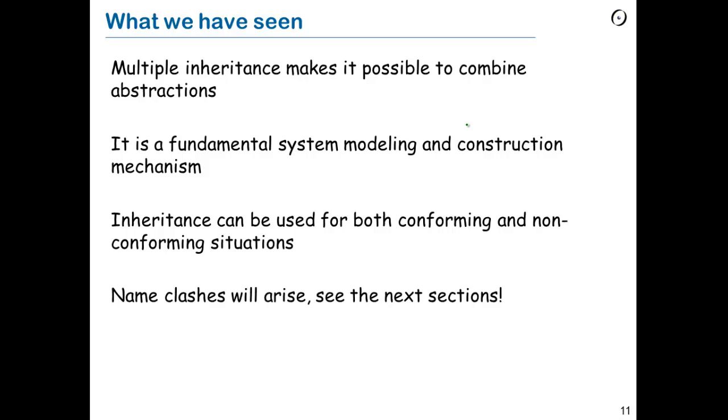Now, you may have noted that I haven't told you everything yet, because name clashes may occur. What if I inherit from a class B and from a class C, and both of them have a feature called F? Well, this is known as a name clash. It's not such a difficult issue if we handle it right, and that will be for the next sections, where we will study a few more details of the multiple inheritance mechanism.